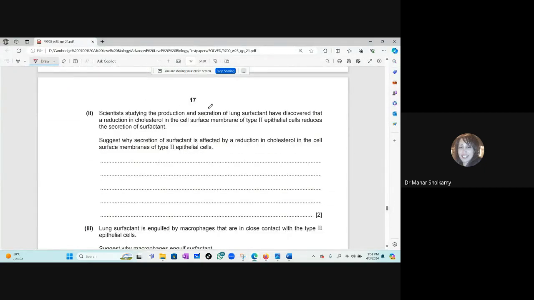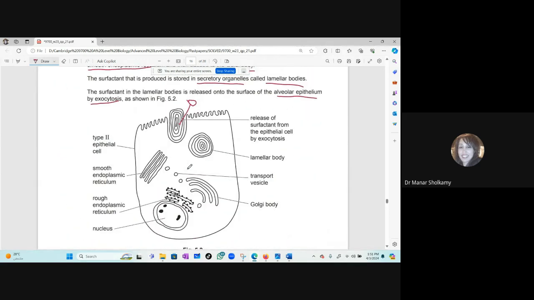Scientists studying the production and secretion of lung surfactant have discovered that a reduction in cholesterol in the cell surface membrane of type 2 epithelial cells reduces the secretion of surfactant. Suggest why secretion of surfactant is affected by a reduction in cholesterol in the cell surface membrane of type 2 epithelial cells. Okay, another suggest question that is not nice, but it is not very hard. They're telling you there will be a decrease in the cholesterol levels, and we will not be able to carry out this process. The surfactant will not be released.